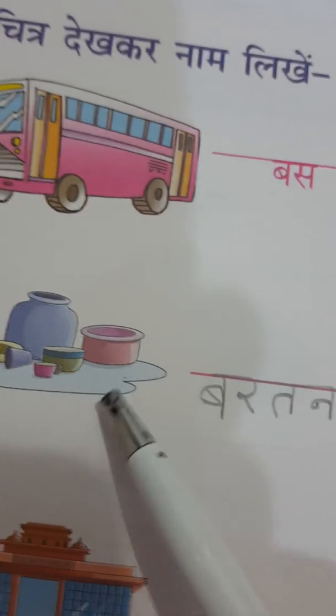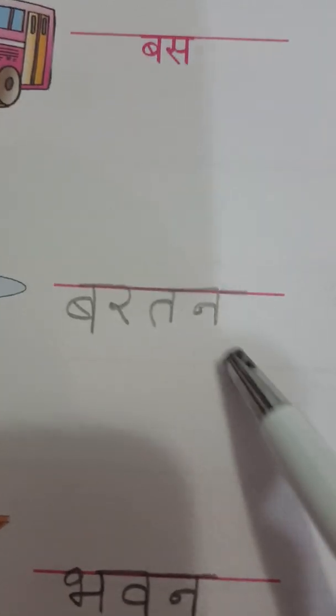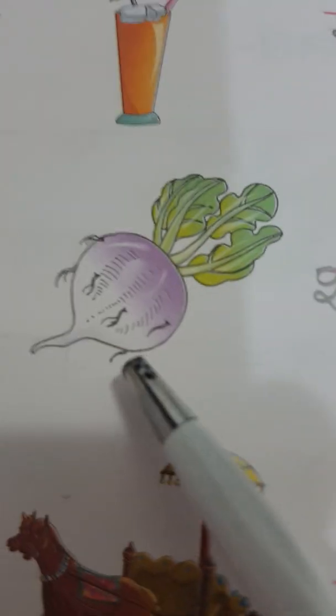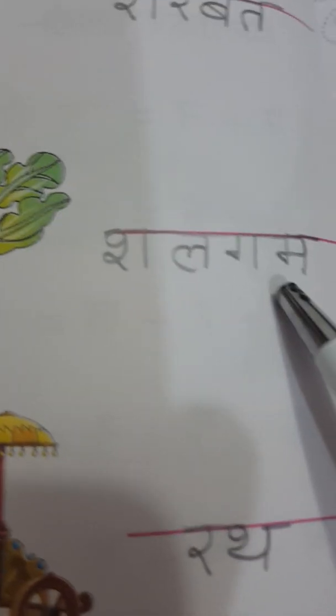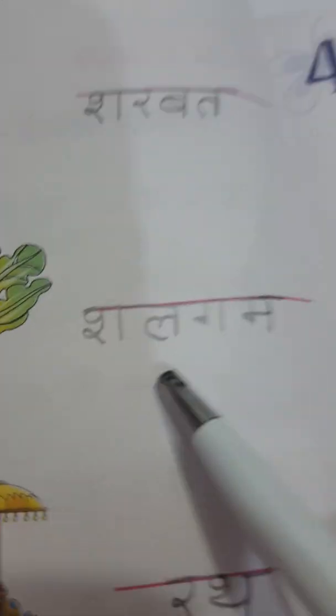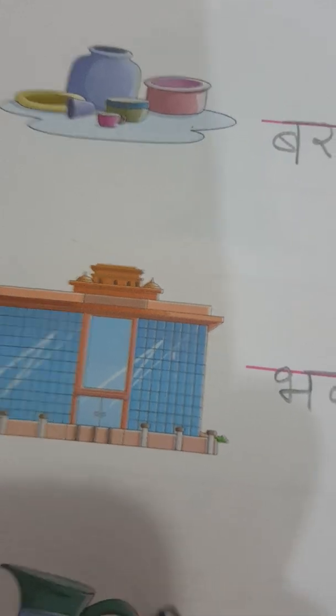We have utensils here. So this is bartan. The next picture is the vegetable. It's shalgam, shal, gam. Shalgam is also written shaljam. We can write shaljam also or shalgam also. Both are correct. Then we have bhavan. This is a picture of a bhavan. Then go to the next picture. This is rath. Okay. Then go to this picture here. This is jug, and this is the picture of a vegetable, that's ginger.